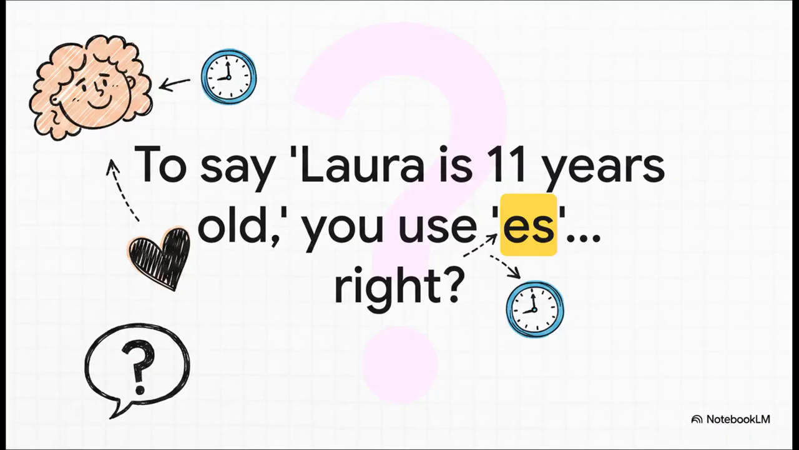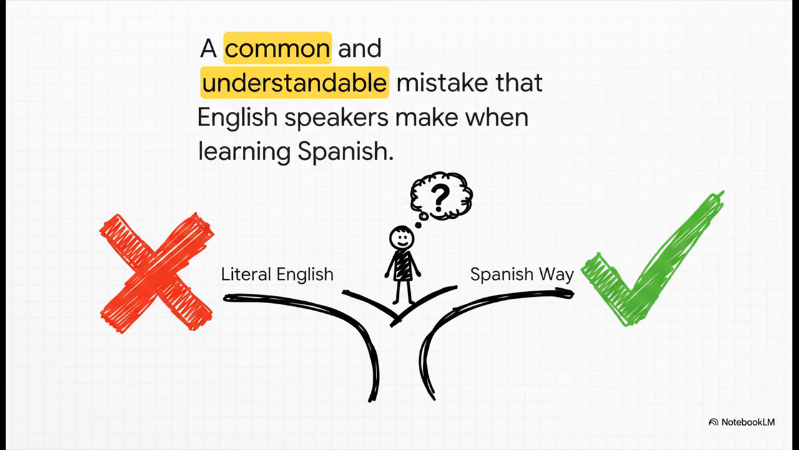So based on everything we just learned about ser being used for identity, it seems perfectly logical, right? You'd say, Laura es un años. It makes total sense, but is it actually correct? And the answer is nope, not at all. And listen, this is one of the most common and totally understandable mistakes that English speakers make. The logic is totally sound, but the language just has a different way of thinking about it.